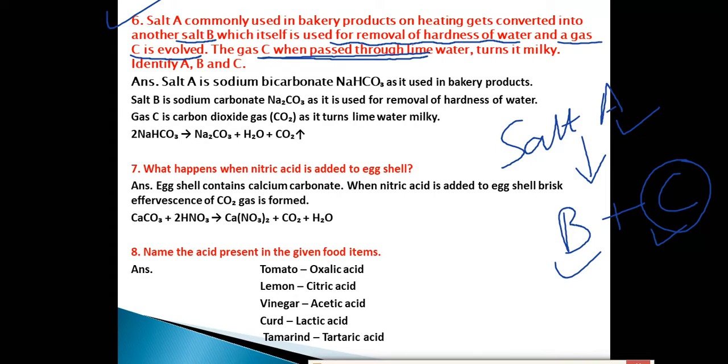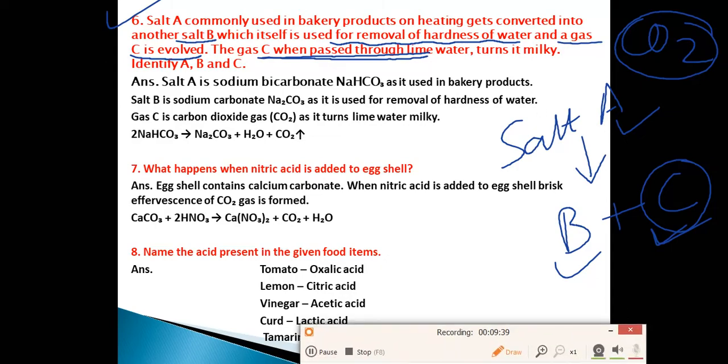Yes, correct. It is carbon dioxide gas, because we know that when carbon dioxide is passed through lime water, it turns milky. So we have identified gas C. Now we have to identify salt A and salt B. Salt A is used in bakery products. So what is the name of the salt?